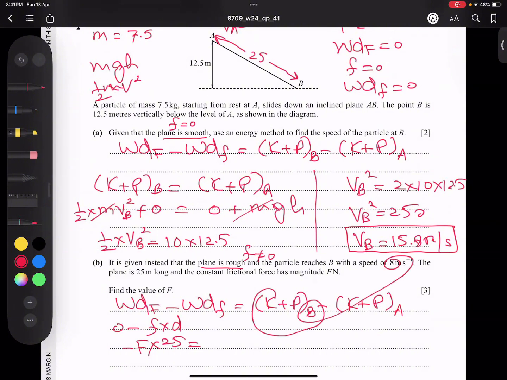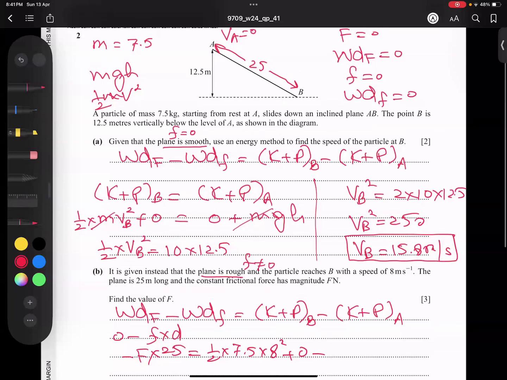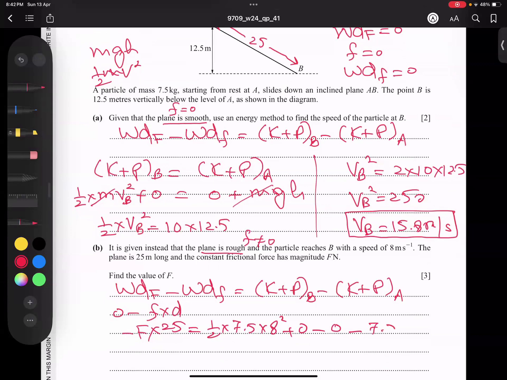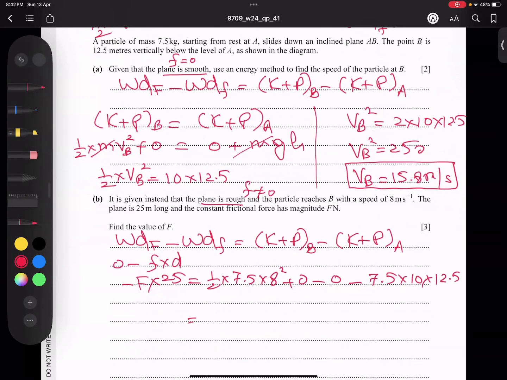Now kinetic energy at B, he said that. So I have m is 7.5, half m v squared. But potential energy at B is 0, logically, because it is at ground level. And kinetic energy at A is again 0 because it starts from rest. Negative into positive gives you negative, and the potential energy formula is mgh, where mg is 10 and h is 12.5. That is why I call it a magic formula. The reason is simple: plug in the values and get the answer.